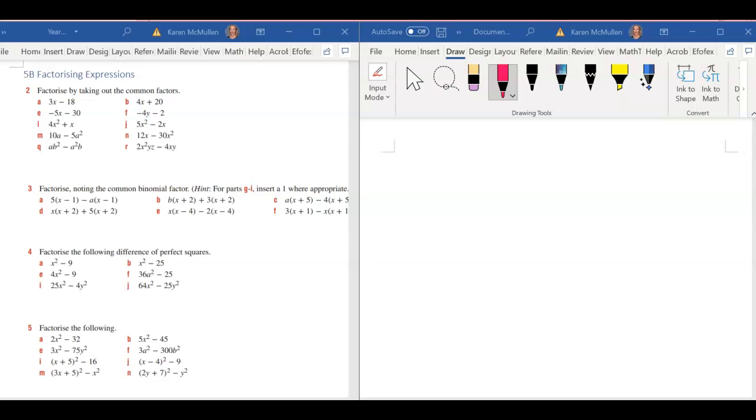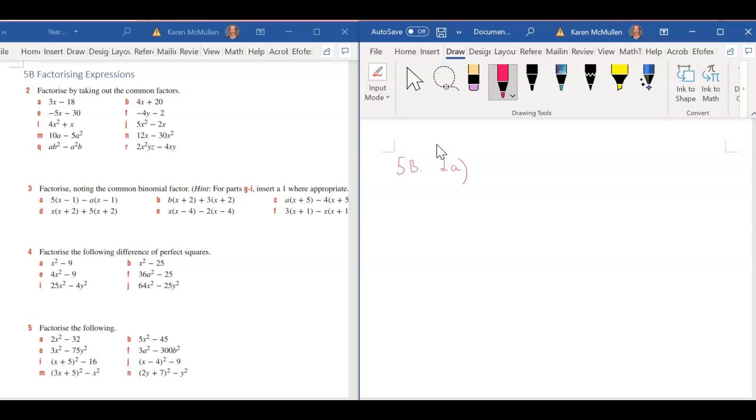Hey everyone, in this video we're going to do some factorizing. It's a little bit harder than expanding because it does require a bit of thinking about what your common factor is, and they do get quite hard. So we're going to start off with some easy ones, but in C and D they can get a bit tricky. All right, so let's just have a look at question 2.